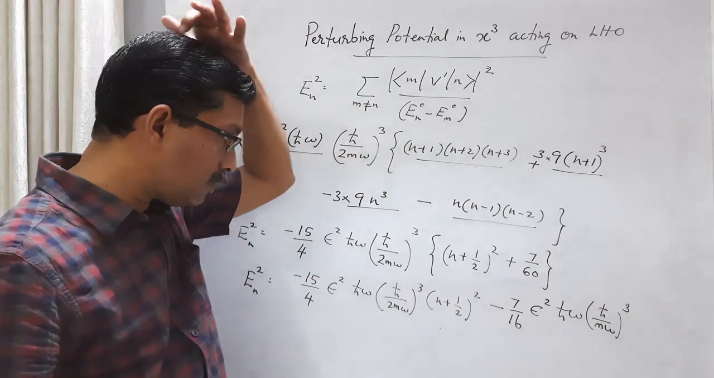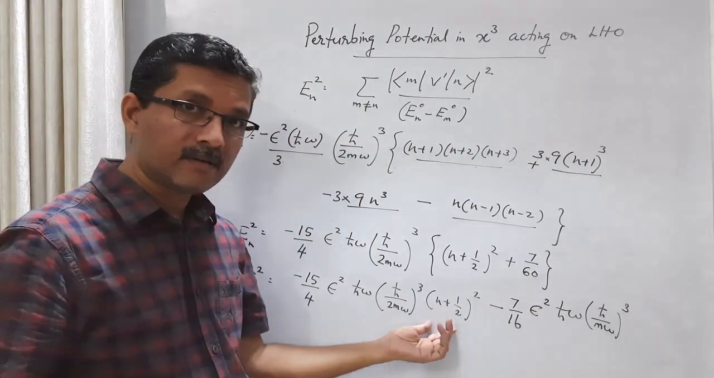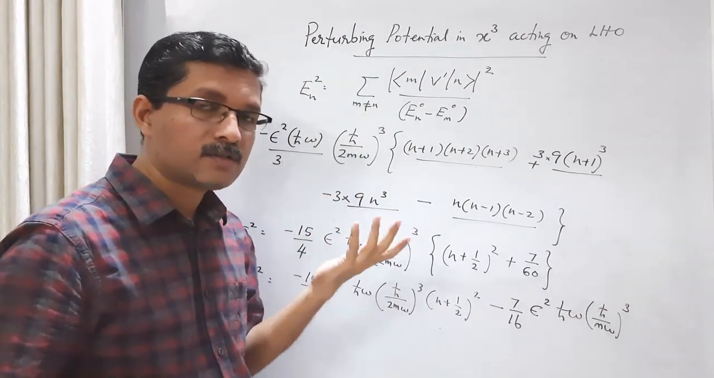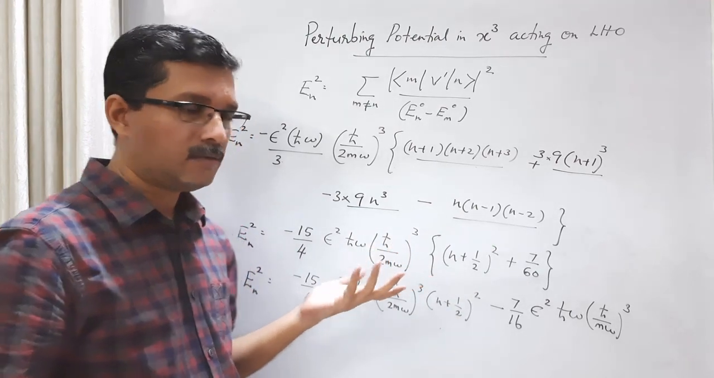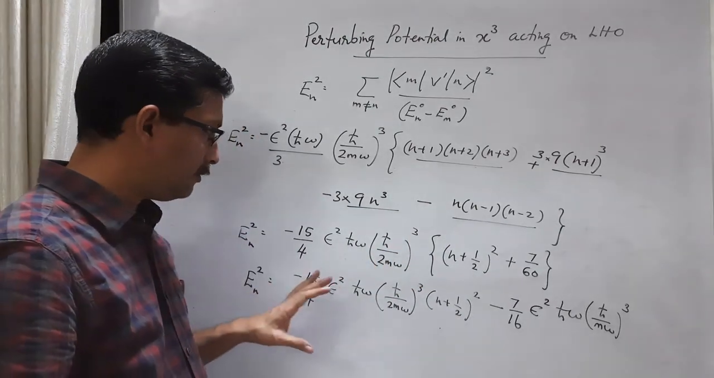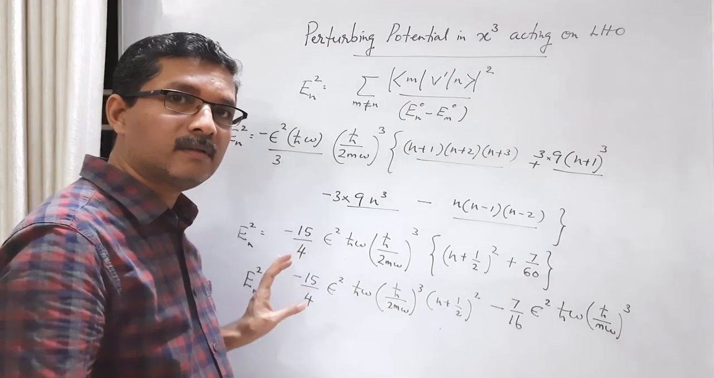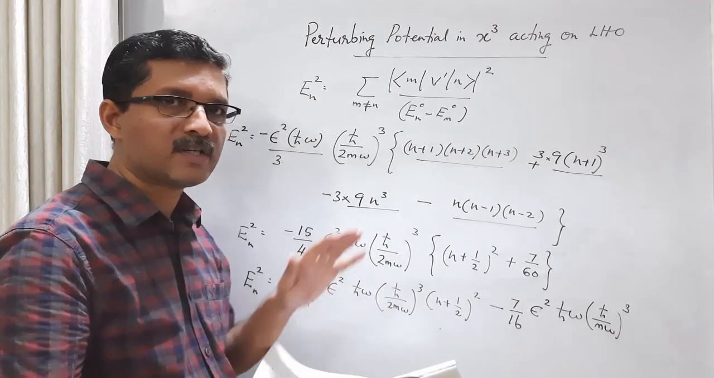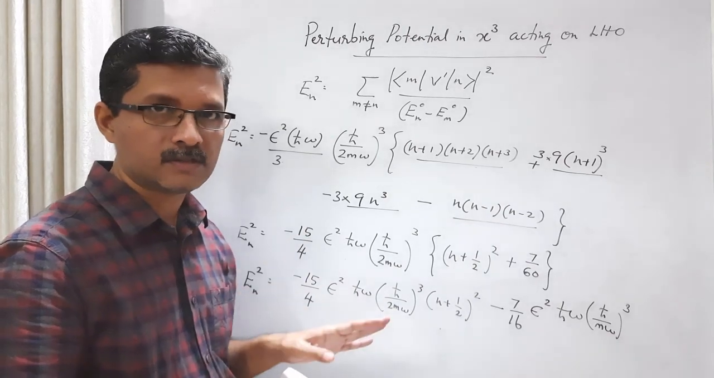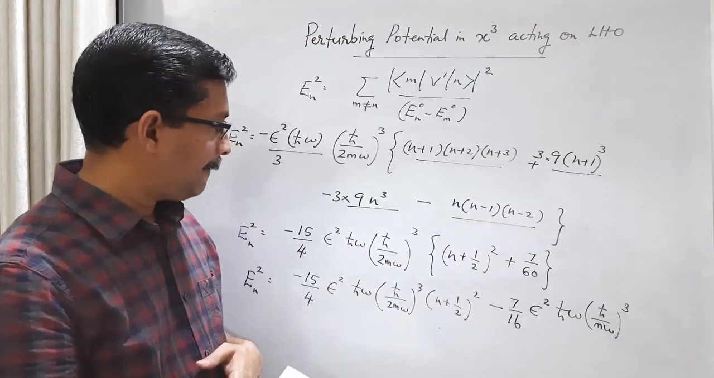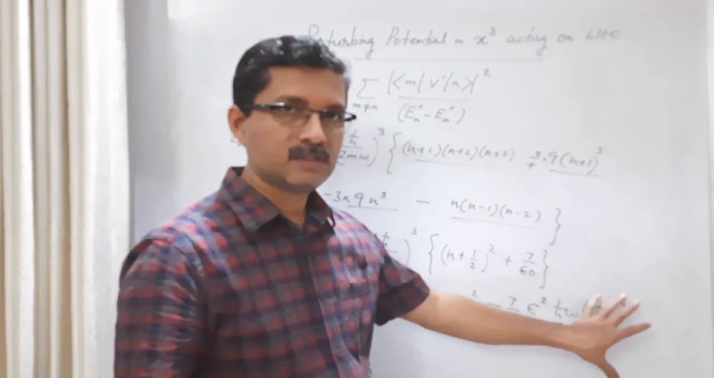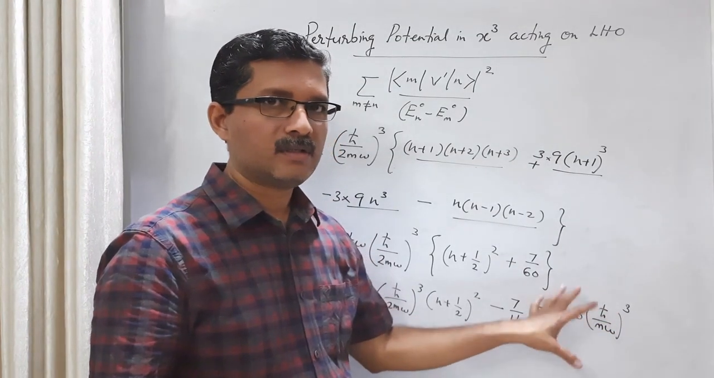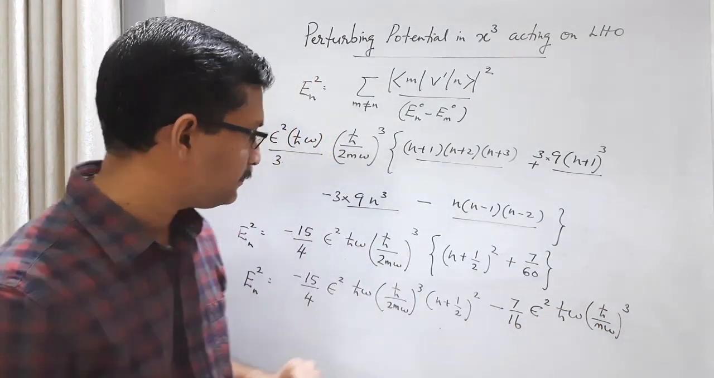So we get two terms. One depends on n, that is, what is your energy state. Depending upon n, the correction will change. This clearly shows that the separation between the energy levels is going to change, and the other is only a constant, so it will not make any contribution to the separation between adjacent levels.